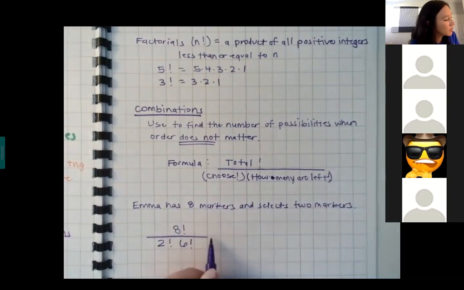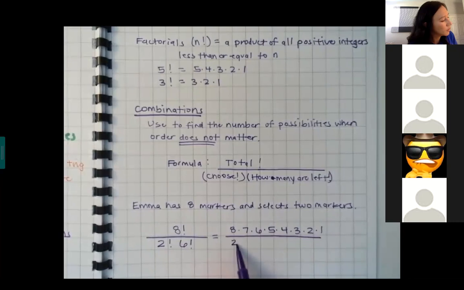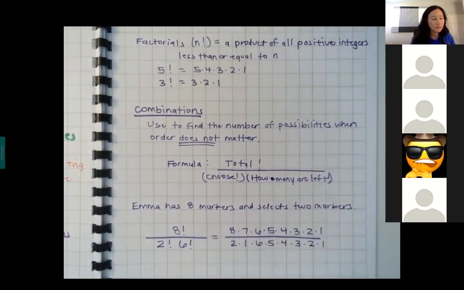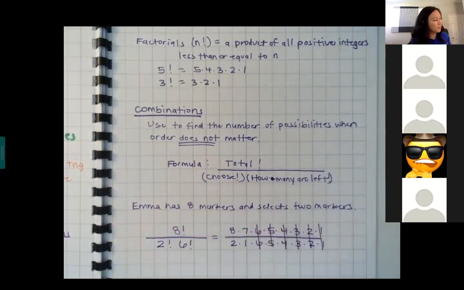Okay, so then now we just have to expand. So 8 factorial, that's 8 times 7 times 6 times 5 times 4 times 3 times 2 times 1. Divided by 2 factorial, so that's 2 times 1, and 6 factorial, 6 times 5 times 4 times 3 times 2 times 1. So all of these are 1s that we can cancel out. And so then we're left with 7 times 8, which is 56, divided by 2 times 1, which is 2. And so there are 28 different ways that she could select 2 markers.